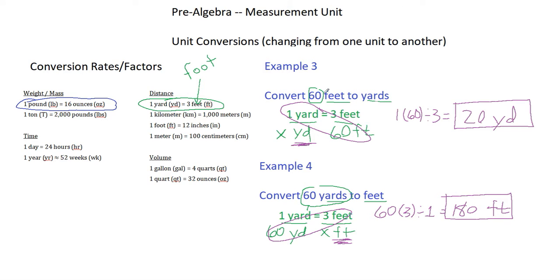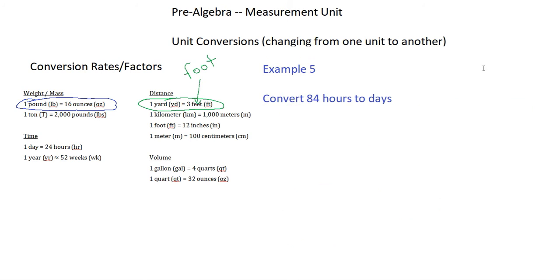So 60 feet would be 20 yards. 60 yards would be 180 feet. Okay, and then two more examples here real quick. So example 5 here, we're going to convert 84 hours to days. If you have 84 hours, how many full days would that be equal to?